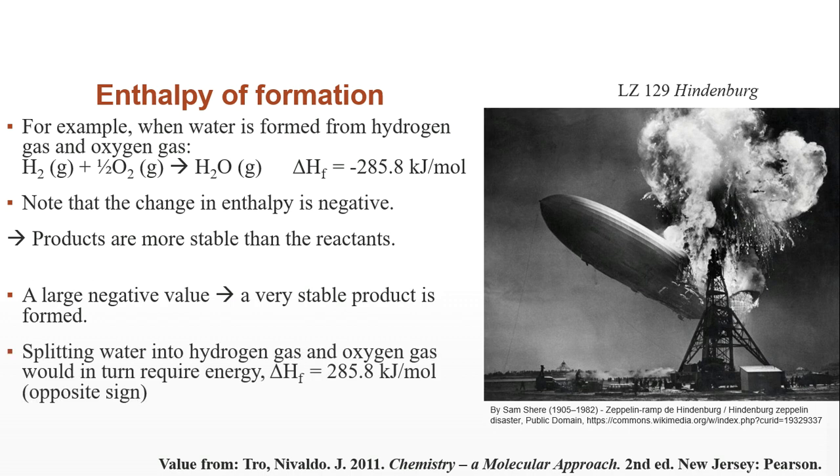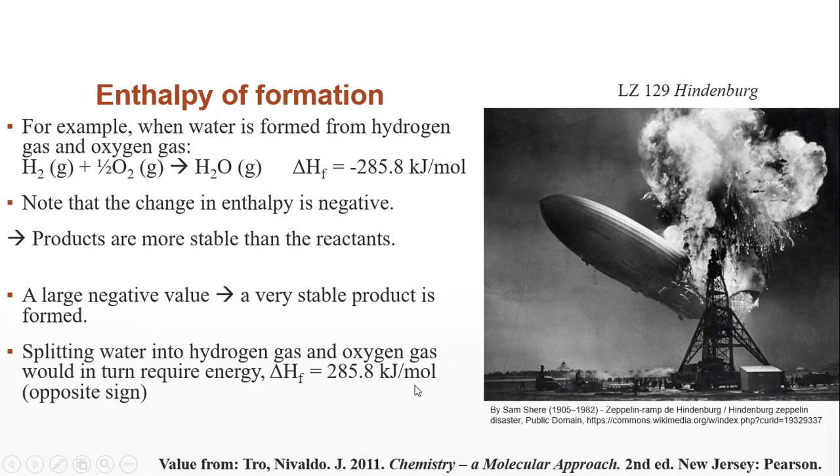If we split water into hydrogen gas and oxygen gas, this would in turn require energy. And the delta HF, so the enthalpy of formation, would be 285.8 kilojoules per mole. This is the opposite sign, because it's the exact opposite process. If we break down water into hydrogen gas and oxygen gas, we flip that arrow's direction, and we change the sign, because that's going the other way, and that will correspond to a positive value.